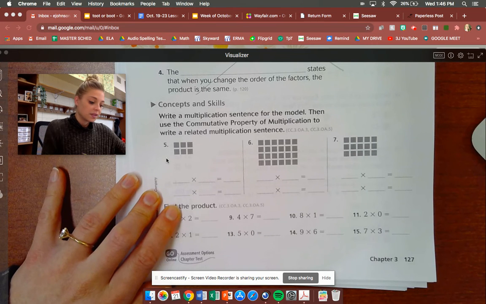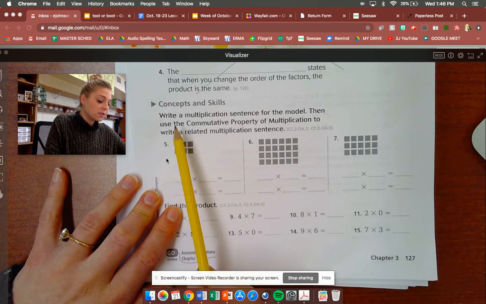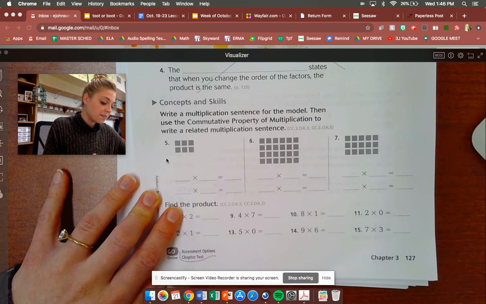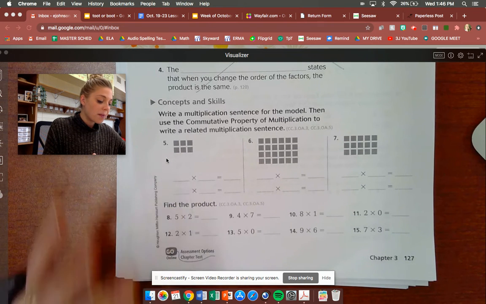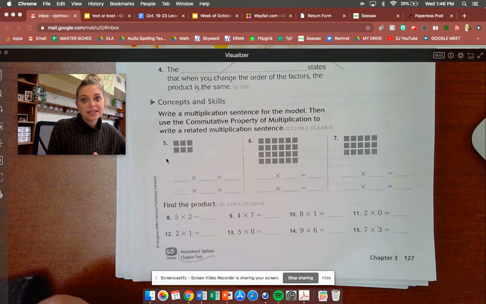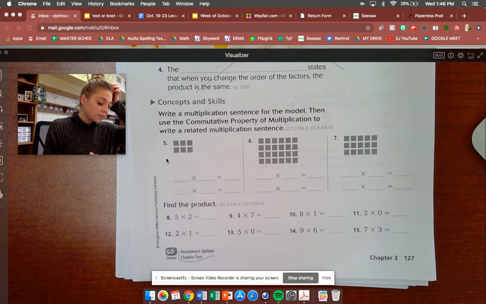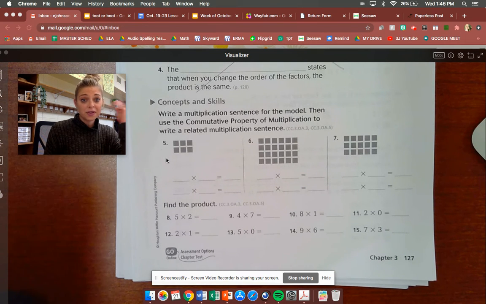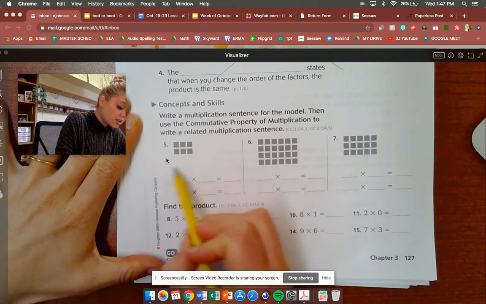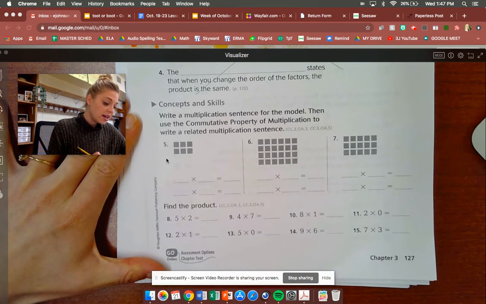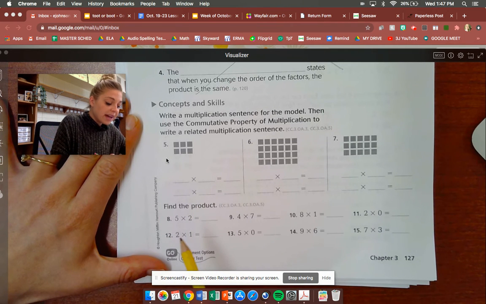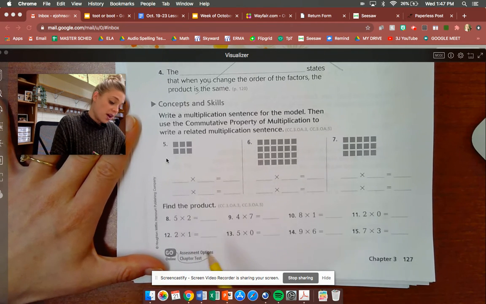All right, so starting at number 5, it says, write a multiplication sentence for the model. The model means the picture. Then use the commutative property of multiplication to write a related multiplication sentence. So it wants us to first write the multiplication sentence that the picture is showing. Okay, so these are arrays. So we have to circle the groups in the arrays.